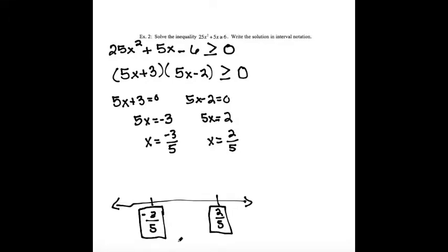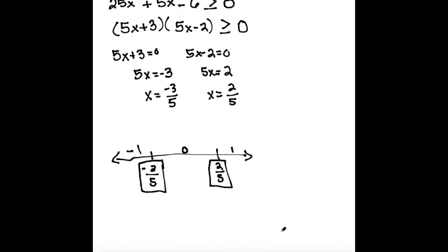Now it says select convenient test points. So we have 3 sections. For a number less than -3/5, I'm just going to pick -1, pretty easy. Between a negative and a positive is always 0. And then greater than 2/5, I'm going to pick 1. I'm going to show you down here again. You're putting your test points into the function. And remember, what we have is 5x plus 3 times 5x minus 2. We're interested in knowing if it's positive or negative when you put the test point in.